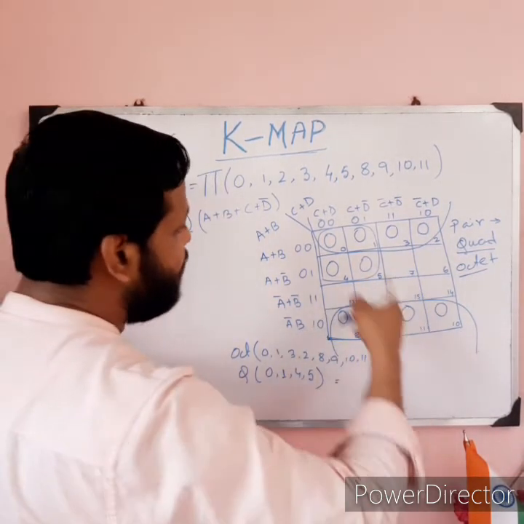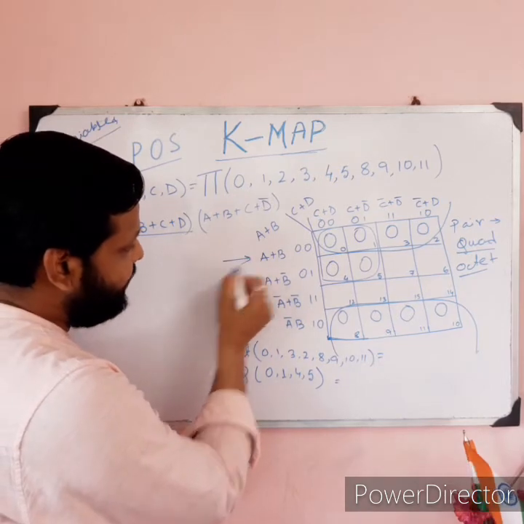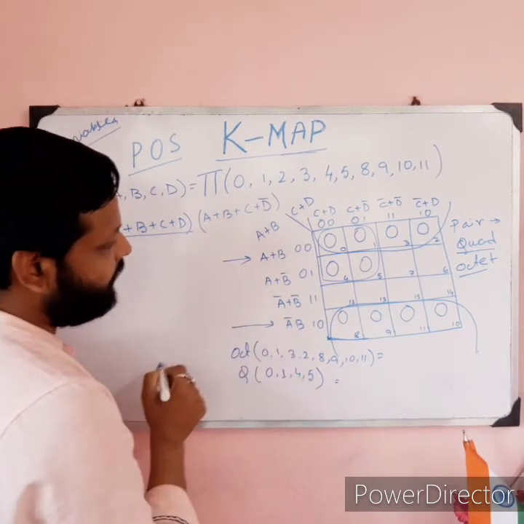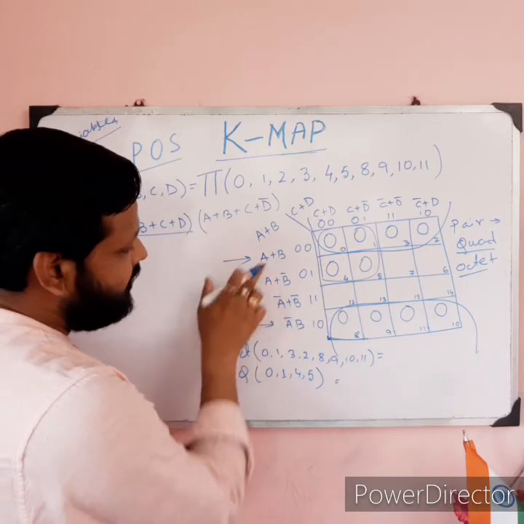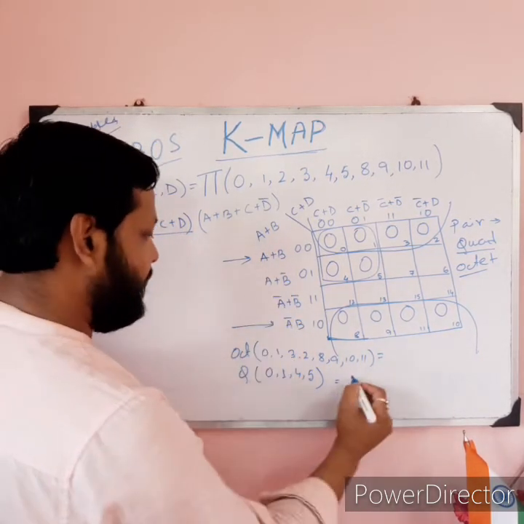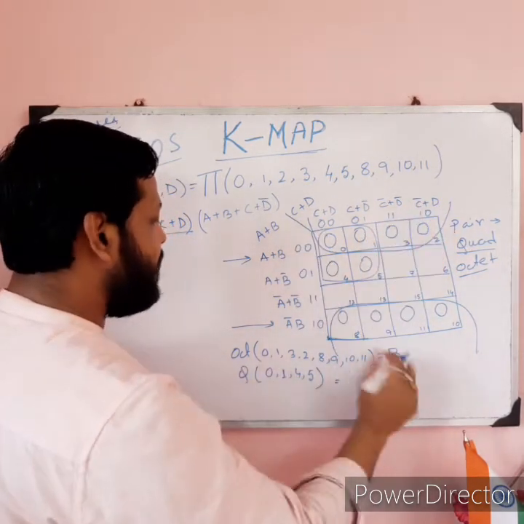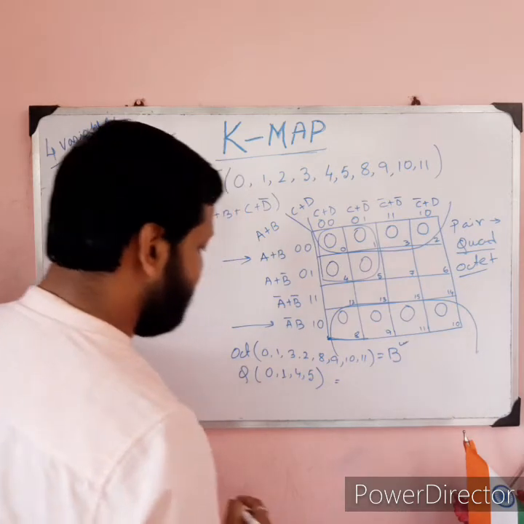So to create this octet, what rows and columns participate there? See, this first row participates there. In this first row, which one is the common term? In this first row, the common term is B. And for this column, no common term is here, so this is the only one term.